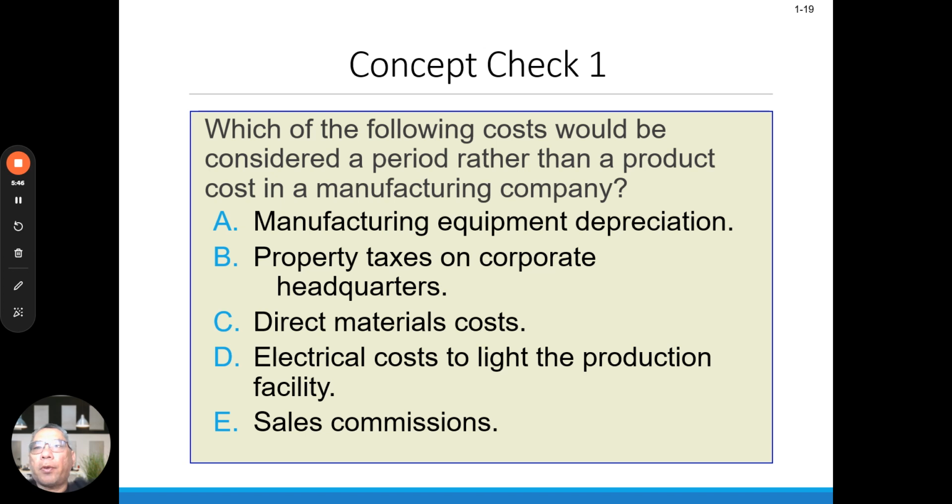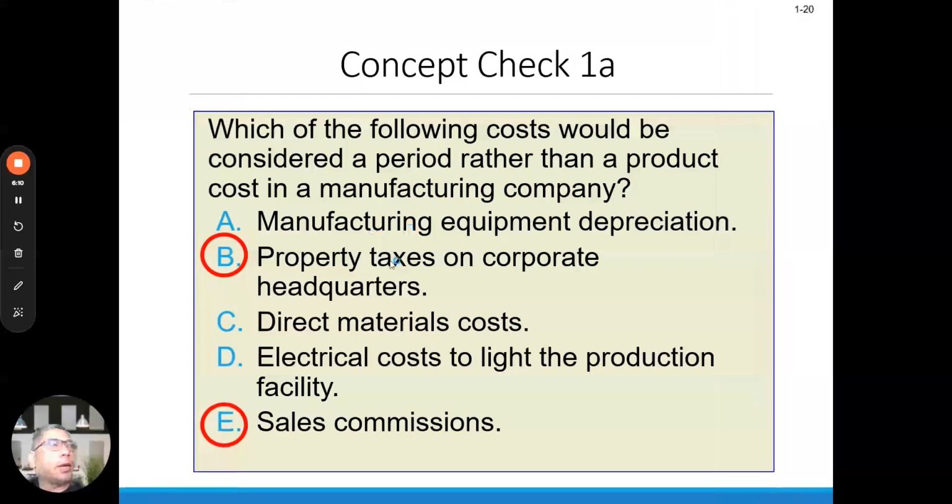Which of the following costs could be considered period rather than product costs in a manufacturing company? A, manufacturing equipment purchasing; B, property tax on corporate headquarters; C, direct material costs; D, direct costs to production facility; E, sales commissions. What are the things that can be considered period rather than product? So the answer will be B and E. Okay, that's the one.